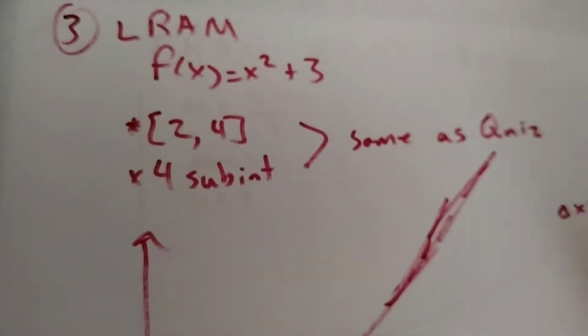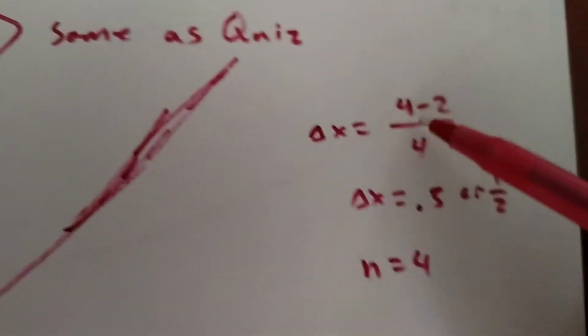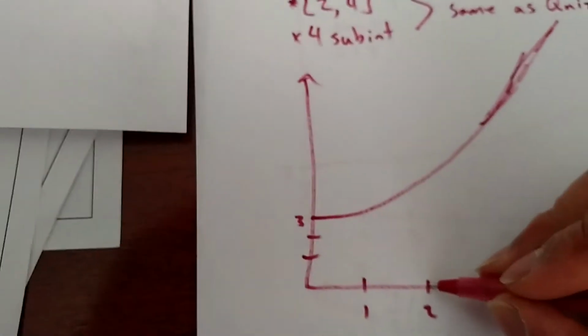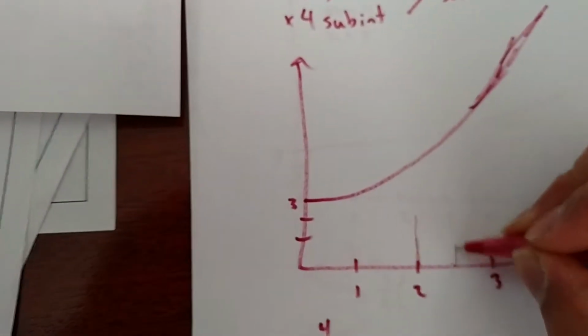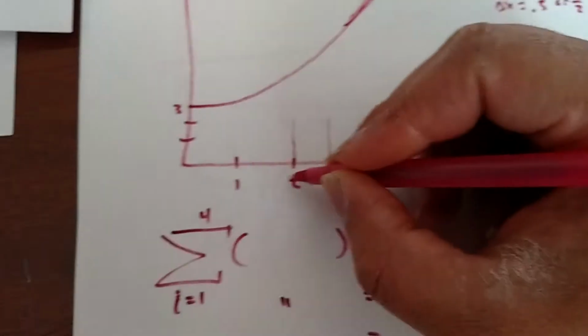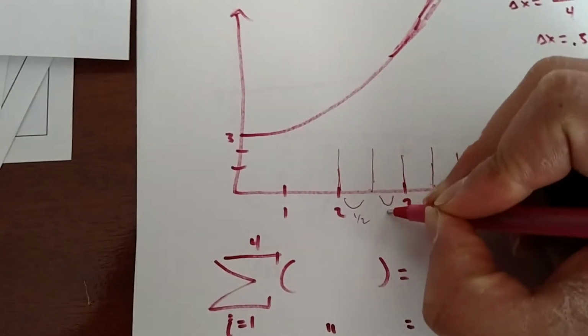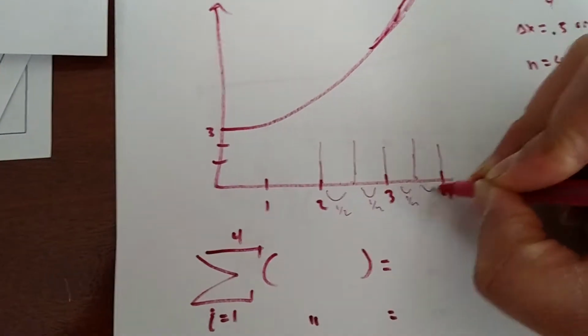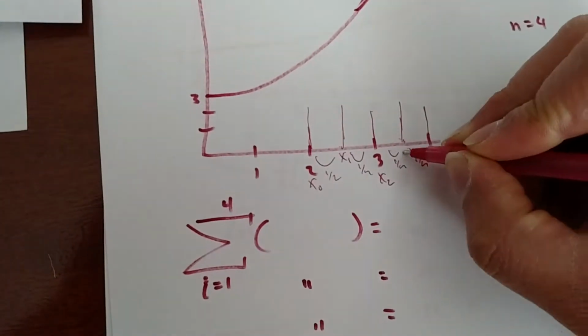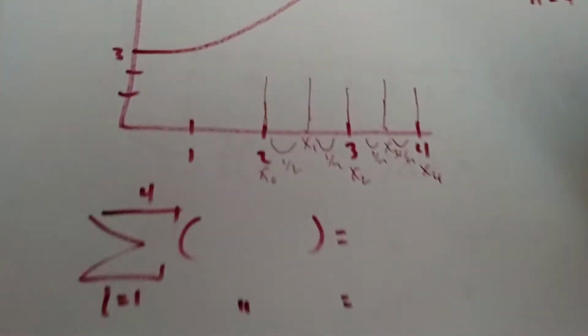Now we're at number 3, the LRAM. So let's take a look at it. 2 to 4, 4 subintervals. So we got 2 units to work with, dividing it 4 times, so it's a half. Each one is a half wide. So if it's a half, that means it's going to be split up like this. It basically makes this x sub 0, x sub 1, x sub 2, x sub 3, x sub 4. Y'all see that?